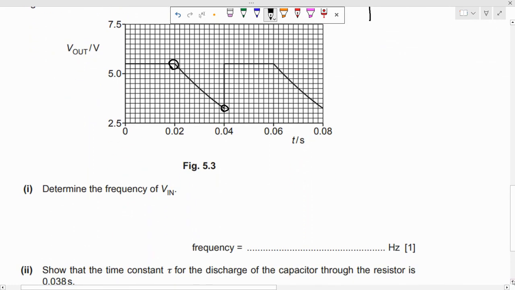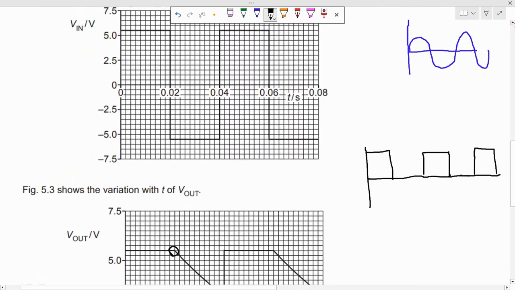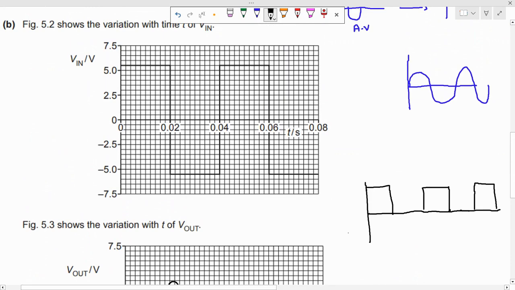Determine the frequency of the voltage input. So frequency means we have f is equal to 1 by T, right? So 1 by T is nothing but 1 by time period. Time period is nothing but the time for the complete wave. From here to here, this is called a complete wave. So usually the complete wave will be like this.